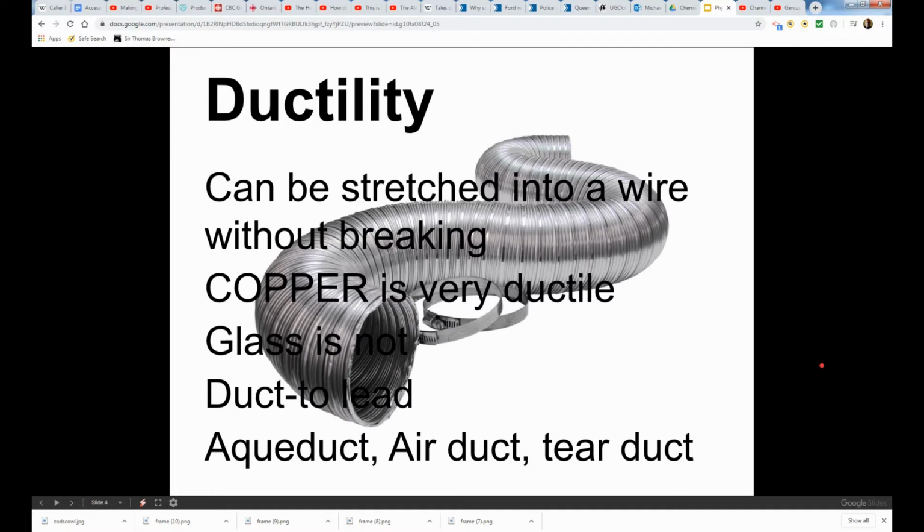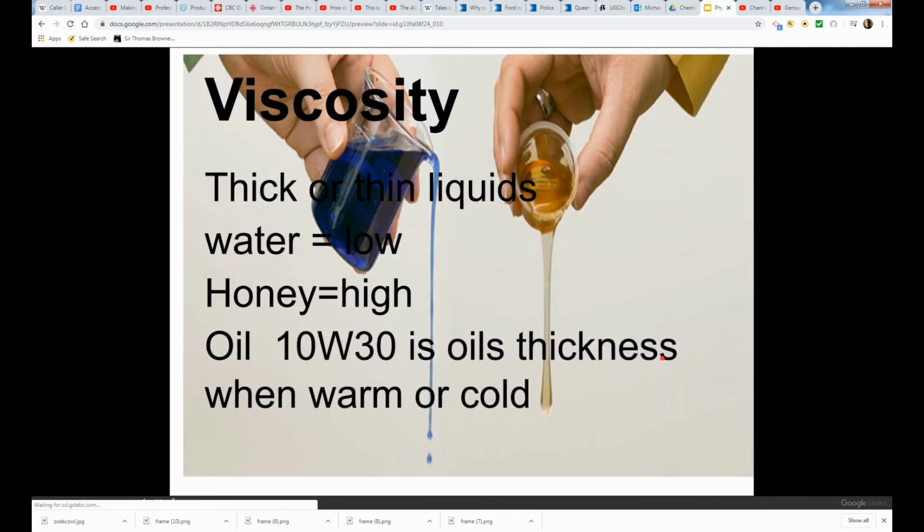Duct, it's kind of hard to see here, means to lead. Aqueduct, air duct, tear duct. It leads you somewhere. So it's kind of like a cartoon character when you grab the guy by the bow tie and stretch it and then he comes following. So ductile just means you can lead it somewhere. You can stretch it and it does not mean it goes back to the way it was. That's elasticity. So ductile means you can stretch it into a wire.